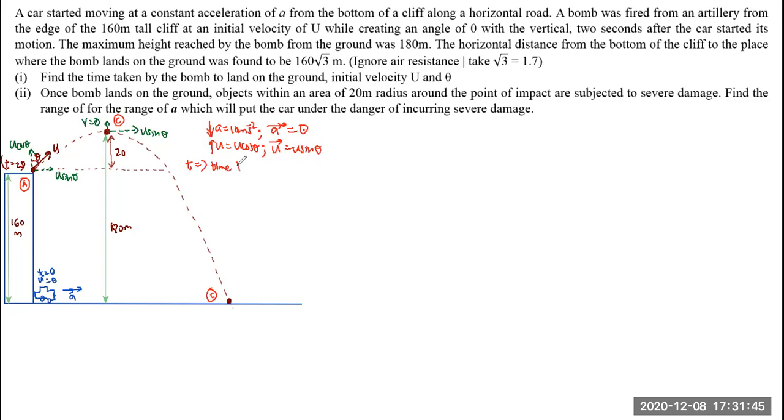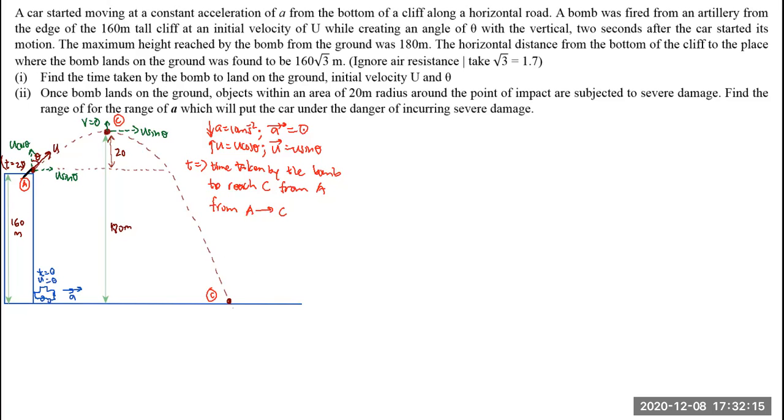Time taken by the bomb to reach C from A. The total time taken for the bomb to hit the ground. All right, fine. So that's something you need to know. And the other thing, from A to C, this is the total path. I mean, the entire motion of the bomb.